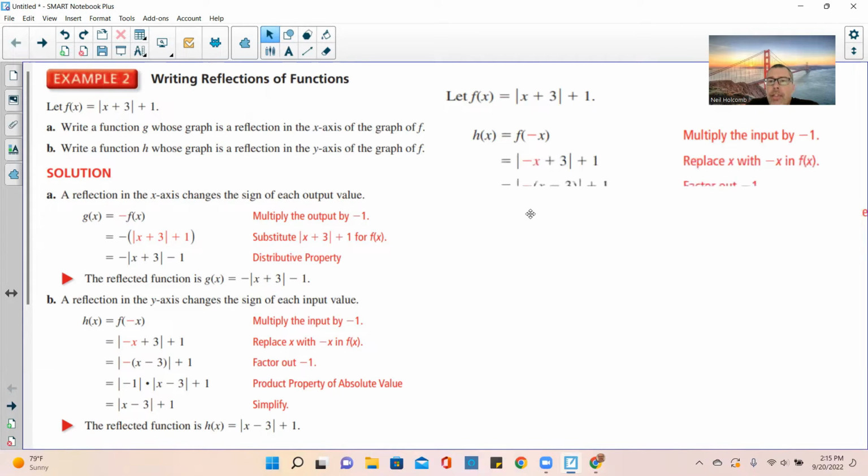Okay, so it says, next step, replace x with -x in f of x. So here's f of x. So all we did was take this x and make it negative, because it says f of -x. So now x is negative. Once we do that, we then want to get rid of that negative sign. And so we distribute, we factor it out.